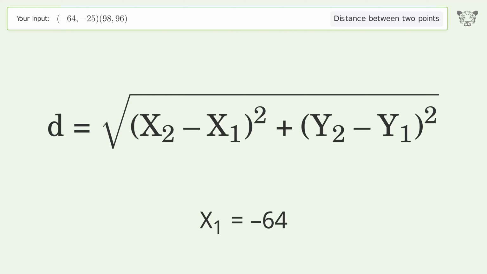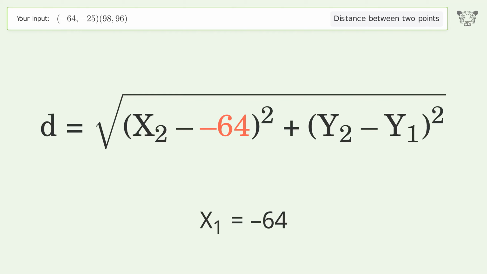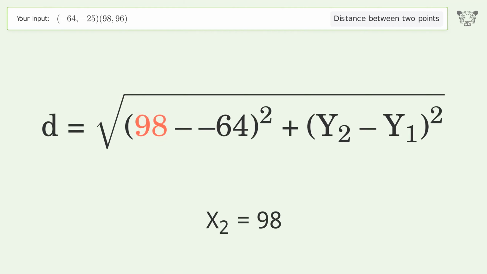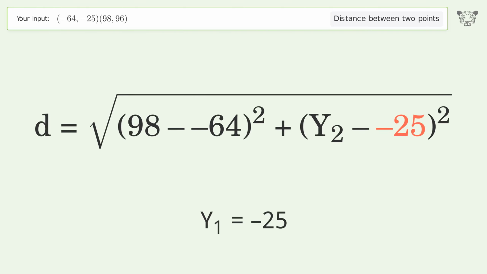x1 equals -64. x2 equals 98. y1 equals -25. y2 equals 96.